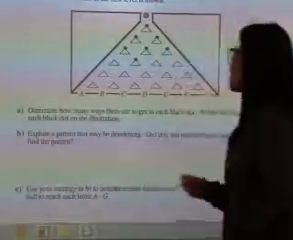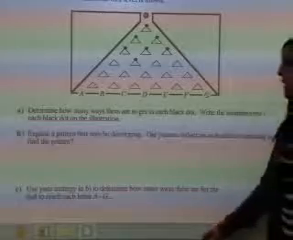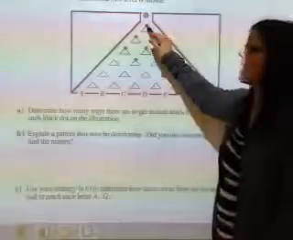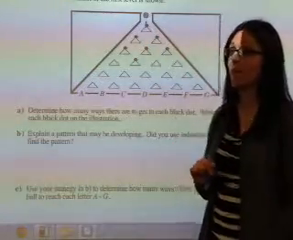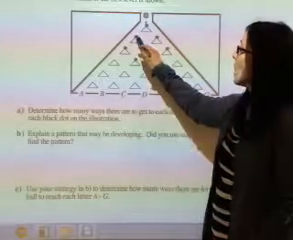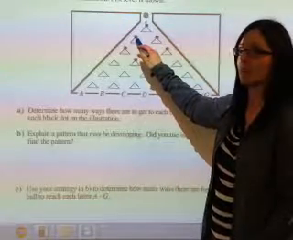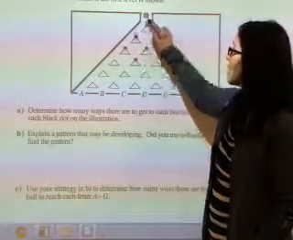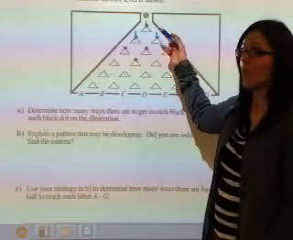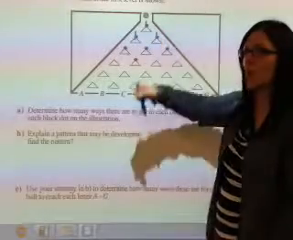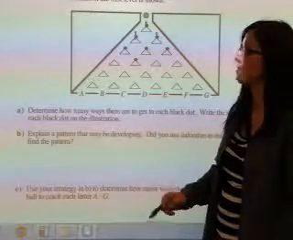It says, determine how many ways there are to get to each black dot. So how can I hit this black dot? Straight down. There's only one way that I could get to that black dot. How many ways do I have to get to this black dot? One. I either go this way, and then one to get that way. There's no other way that I can do that because the ball keeps going down. It's not going to go back up.